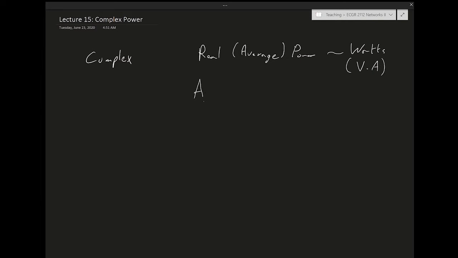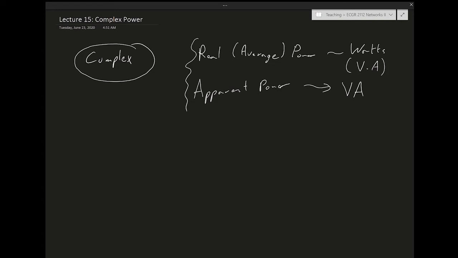Then we introduce the concept of apparent power, which also has units of VA, but we don't call it watt. To distinguish it from real power, we just designate it with units VA. If we're talking about real power, we say 5 watts. If we're talking about apparent power, we say 5 VA. Okay. So we're going to introduce the concept of complex power that ties those two ways of looking at power together and adds a third component, which is called reactive power.